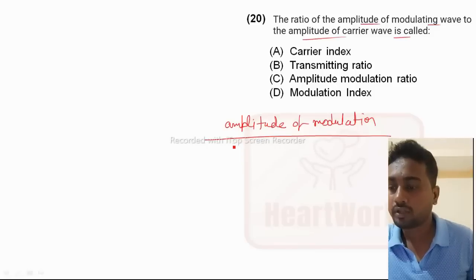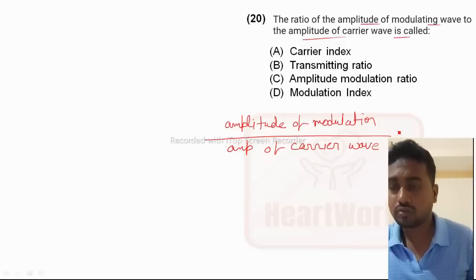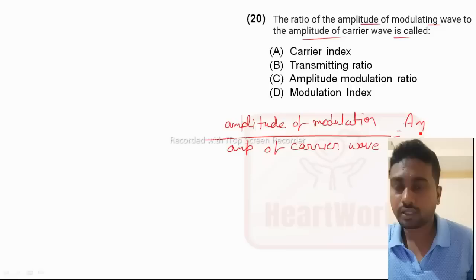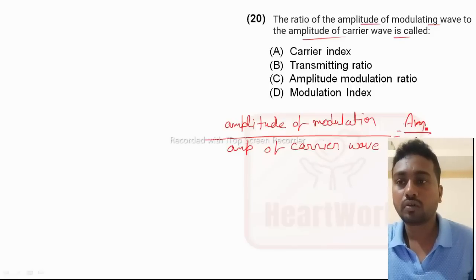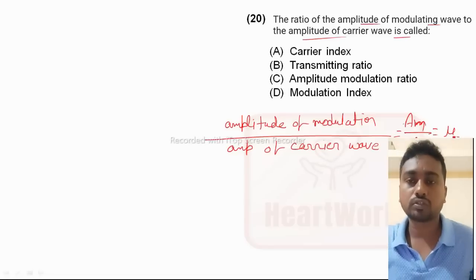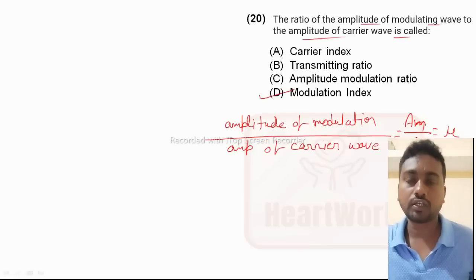Ratio of the amplitude of modulation to the amplitude of carrier wave. So this is called AM. We can write Am or Ac, modulation and carrier. We can represent this ratio by mu, and this is called the modulation index. So this ratio is called modulation index mu.